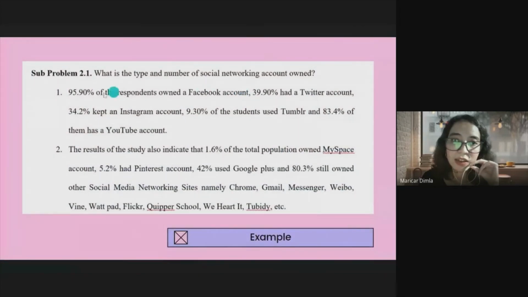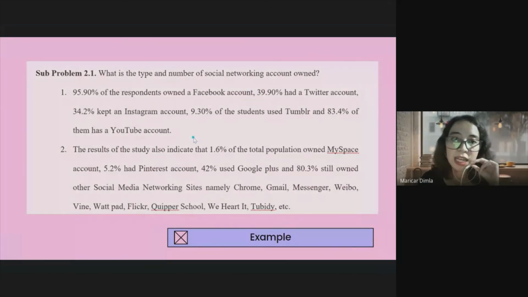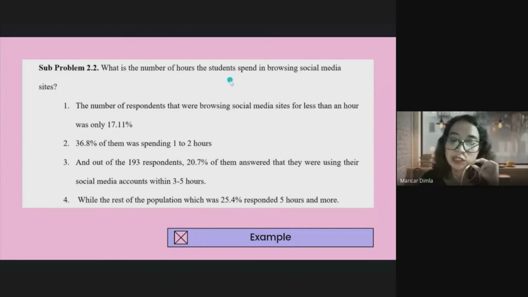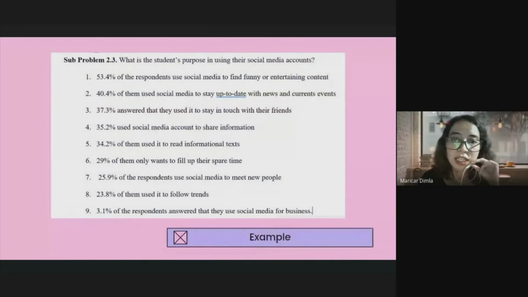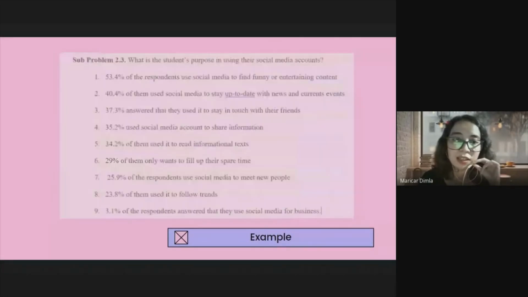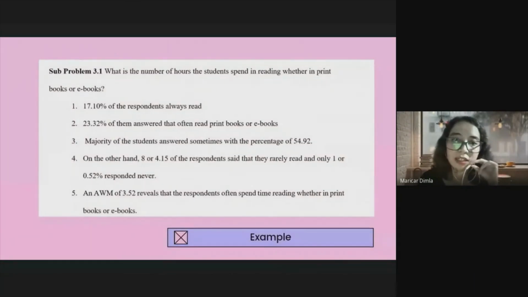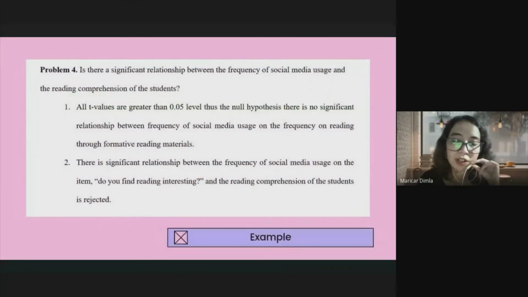and then for the 2.1, we're dealing na with the independent variable, okay, yung social media owned by your respondents. And then 2.2, number of hours they spend using their social media accounts. And then the number of their purpose upon utilizing it. And then class for the 3.1 is for the dependent variable, okay, about their reading habits, something like that.